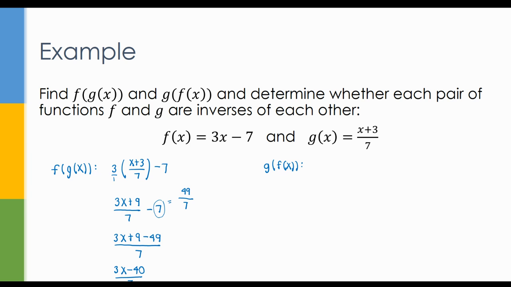So if I plug in this 3x minus 7 into the x in g of x, we would have 3x minus 7 plus 3 all over 7. And that would give us 3x minus 4 in the numerator all over 7. I can't simplify that down any further. Once again, we need both of them to equal x. So in this case, f and g are not inverses.